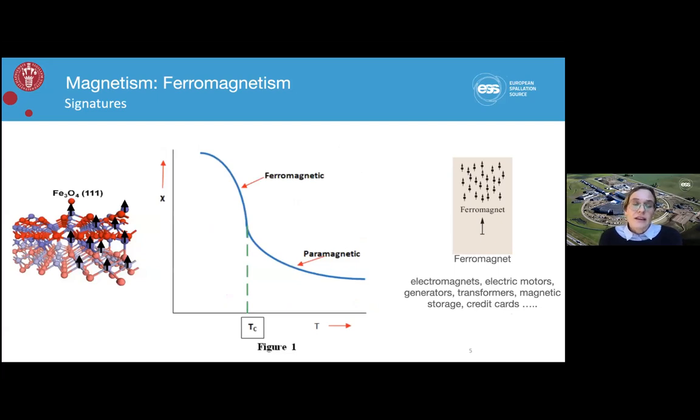What is the experimental signature of this state? Well, if you look at magnetic susceptibility, so the effect that you see in a susceptometer, you see a paramagnetic state where everything is poorly aligned or disordered, down to a temperature TC on the x-axis. And below that, the magnetic spins align because they overcome their thermal energy. So this is the signature in susceptibility.